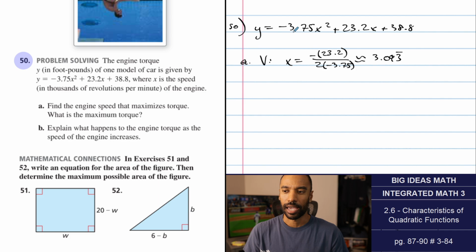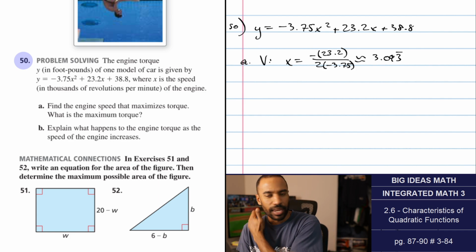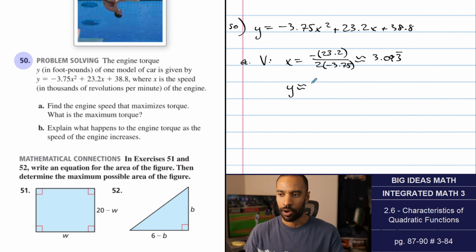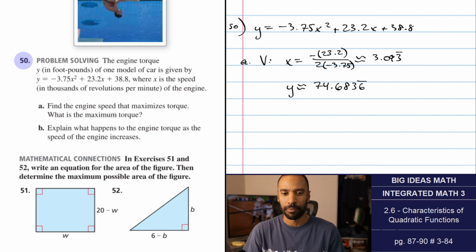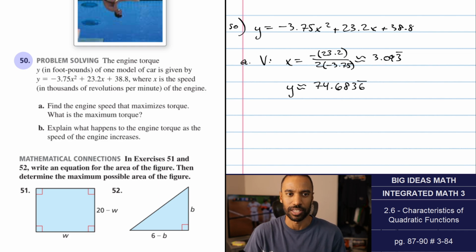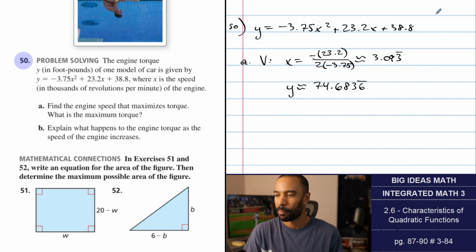I want to plug in this number though. I got to plug the number into the equation. So now I'm going to make sure I wrote the problem right. Negative B over 2A, I did. All right, now we're going to do negative 3.75 times that number squared plus 23.2 times that number plus 38.8. Then I get around 74.68. So the y value is about 74.683. And then the 6 repeats after that. So it's kind of weird numbers with those ones. I'm just going to take them for what they are. I know it's got some rounding with it, right? But we'll still kind of take it as it is.